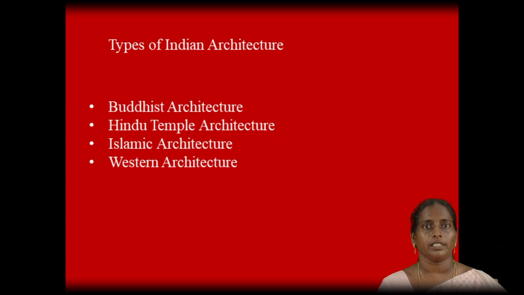Indian architecture is based on spiritualism. On the basis of religion, Indian architecture is divided into four kinds. The first one is Buddhist architecture, the second one is Hindu temple architecture, the third one is Muslim architecture, that is Islamic architecture, and the last one is Christian architecture, otherwise called Western architecture.